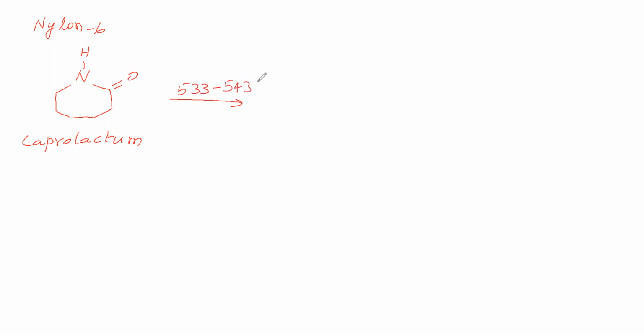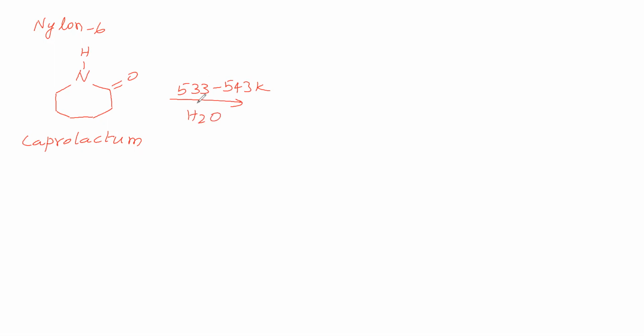Nylon 6 preparation. It is one condensation polymer. How to prepare this? We will see. We are taking caprolactam. Here there is a double bond to O. This is caprolactam. This caprolactam is heated to 533 to 543 Kelvin, and a water molecule is there.